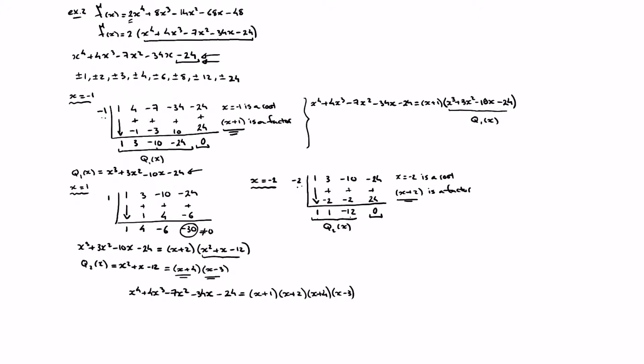If you remember, at the very beginning, when we were looking at f of x, we placed 2 as a factor, and we need to put that 2 back now. So we can state our final answer and write f of x equals 2 times x plus 1 times x plus 2 times x plus 4 times x minus 3. And there you have it. We have just root factored this polynomial.